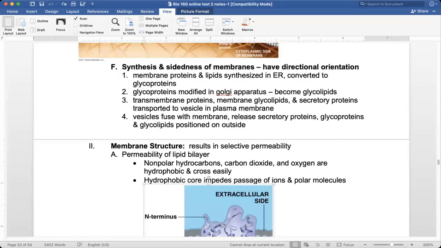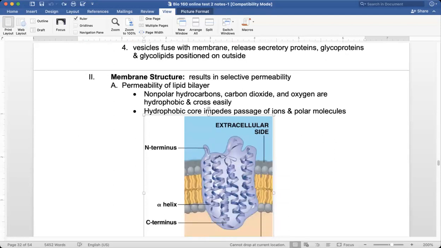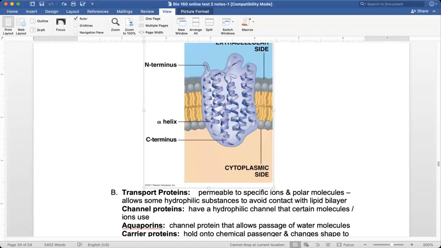Its structure does allow for selective permeability. The nonpolar hydrocarbons, carbon dioxide and oxygen, are going to be able to cross easily. The hydrophobic core is going to impede the passage of ions and polar molecules. They're not going to want to cross quite so easily.